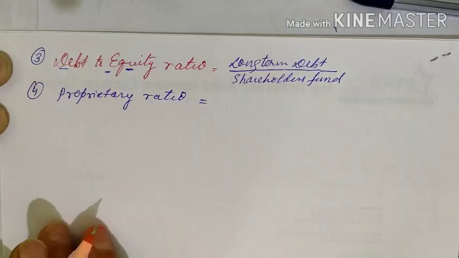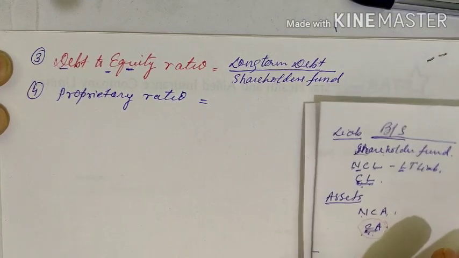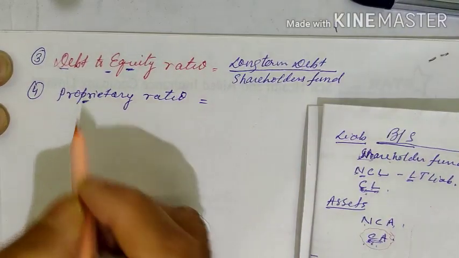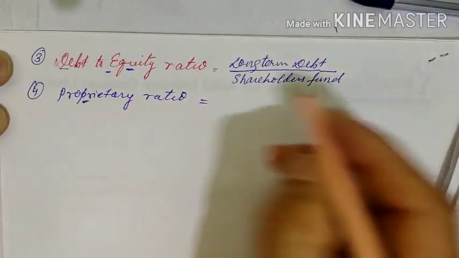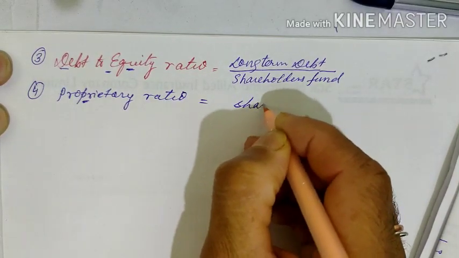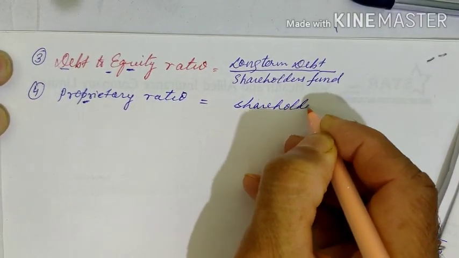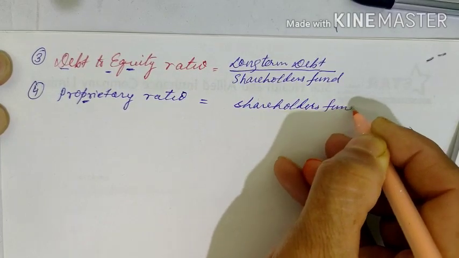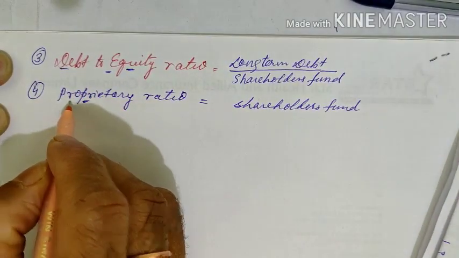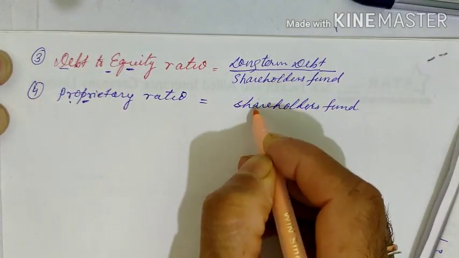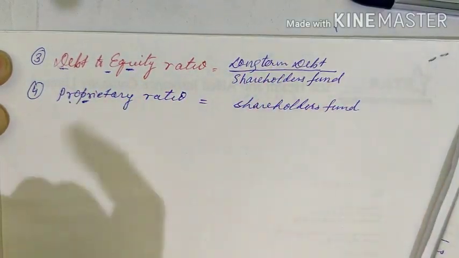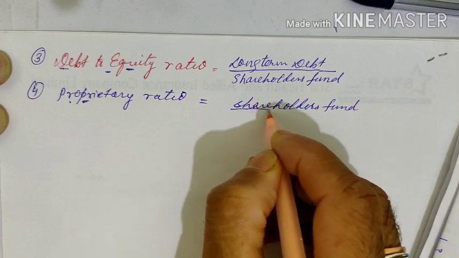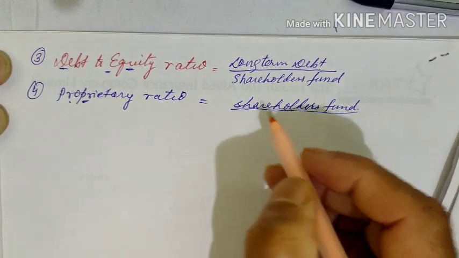That's what. Proprietary ratio. Who is the proprietor here? We know one factor. Proprietor. Who is the proprietor? Shareholders. That means we are going to take shareholders fund here. Shareholders fund. Normally the first term is taken as the numerator. Debt was the first term in the previous ratio, so long term debt became the numerator. This is a very easy way of memorizing the formula.